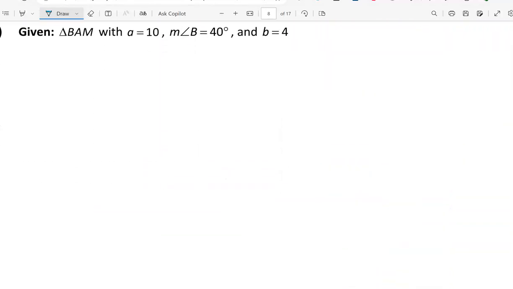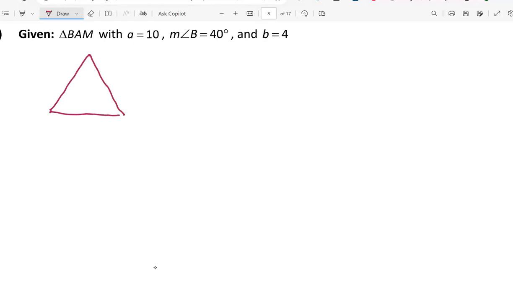All right, let's check out another example, triangle BAM. So for triangle BAM, I'll draw first. And in this one, we have side A, which is opposite angle A, is 10. The measure of angle B is 40 degrees, and the measure of side B is 4. So we didn't do this on the last one, but the pattern of givens here is a side-side angle. And that's kind of important because that means we might get 0, 1, or 2 solutions.